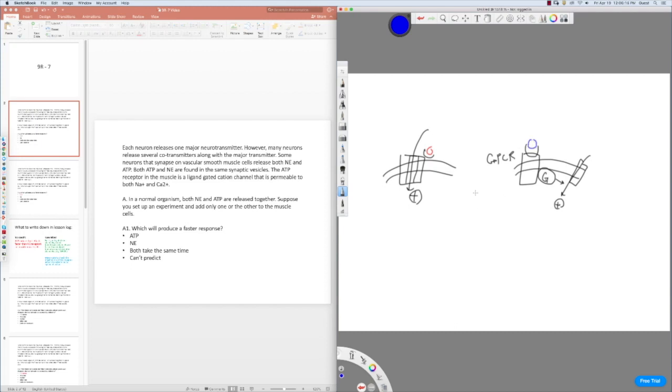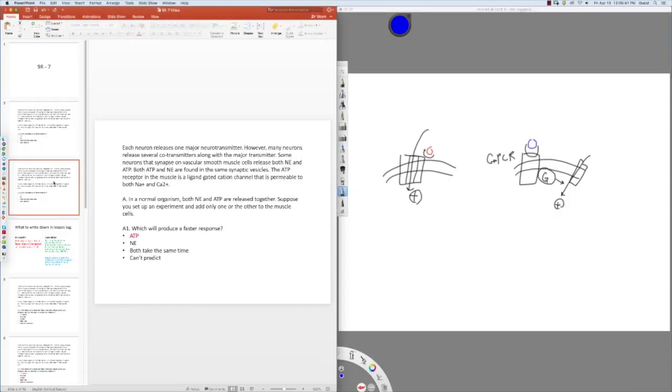So which will produce a faster response? Now, it seems to me that both involve a single molecule of ligand binding, and both involve one channel opening and cations rushing in. So I'm going to go ahead and predict both at the same time, although they seem to be going through different mechanisms. And it turns out that's not the case.